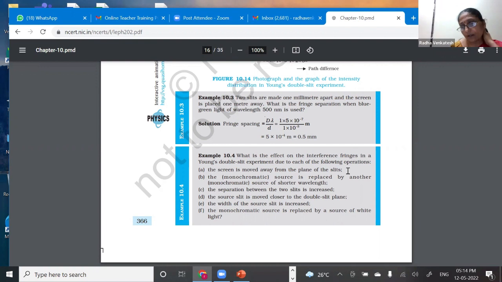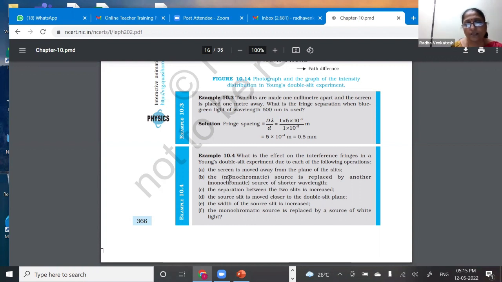Which one is changing? Capital D or small d or lambda? Capital D. So if capital D is increasing, what happens to beta? Beta also increases. So what will happen to the interference pattern? It will broaden. I am not going to the next page. First we will discuss here, then I'll show you some answers there.